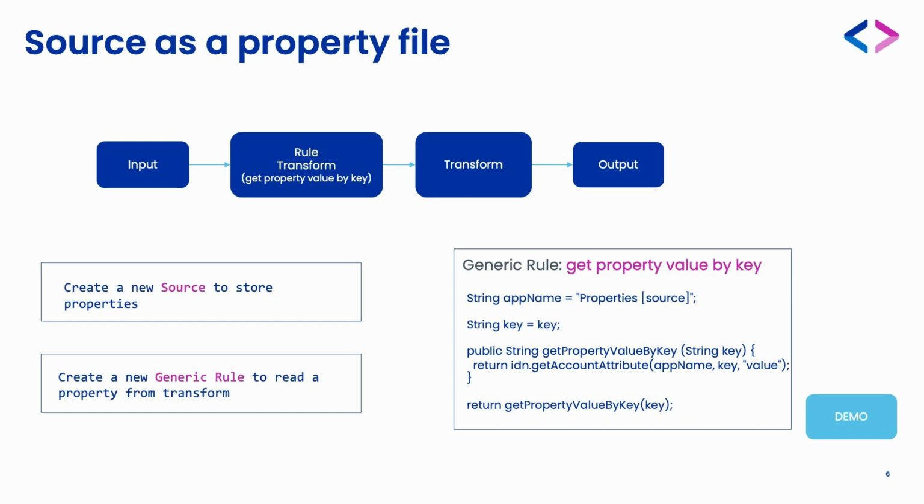So for this, you have to create one source, and then you have to create one generic rule. In the generic rule, what we do is we use the IDN utility method. We have the get account attribute method. For that, the arguments we have to pass are the application name, and then the key, and that will return back the value from the source or the application source we are pointing to.